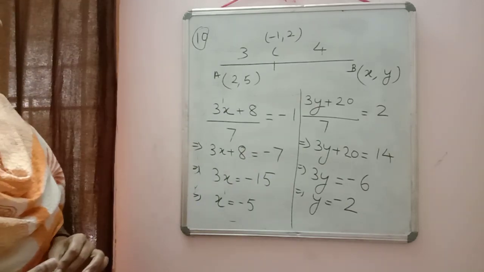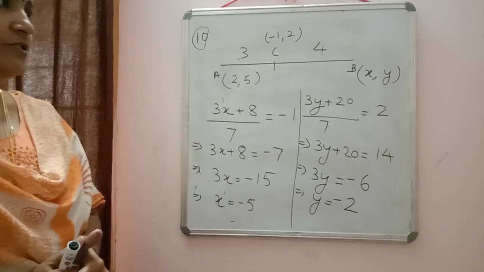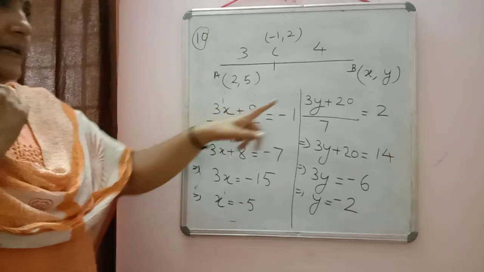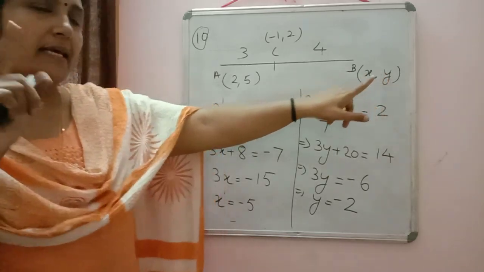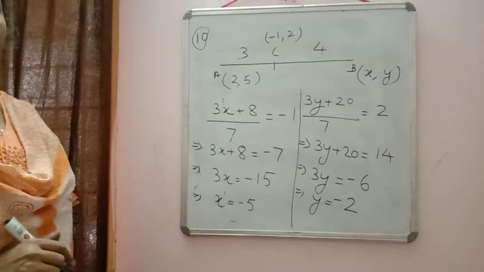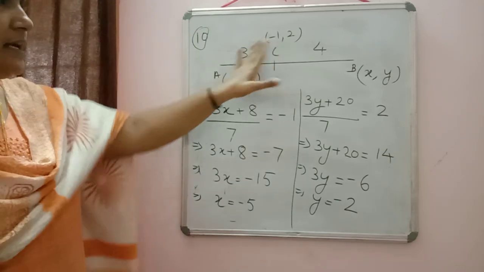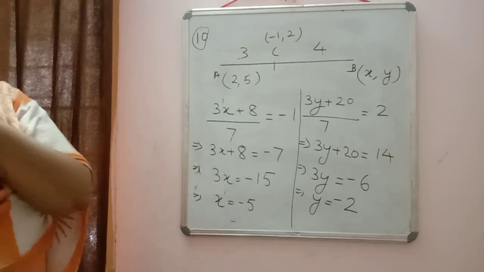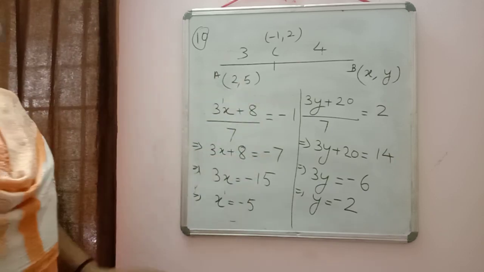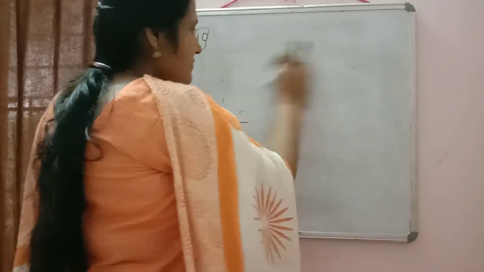So we got the x coordinate as minus 5 and y coordinate as minus 2. So you can write the answer there. B of x comma y is equal to B of minus 5 comma minus 2. Hope this concept is clear to you. Everything will be easy if you draw the diagram in this way, just to check the section formula. Okay. Now moving on to the next question.